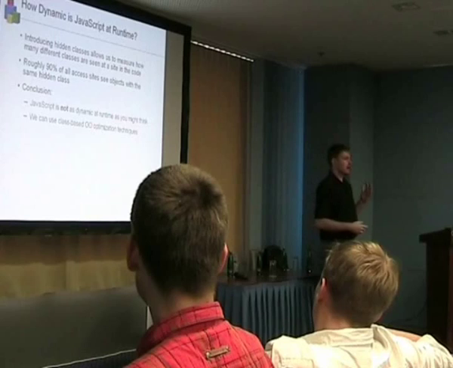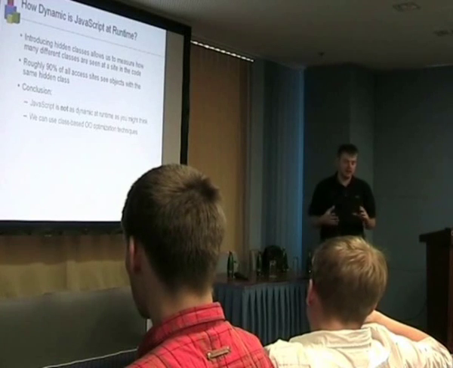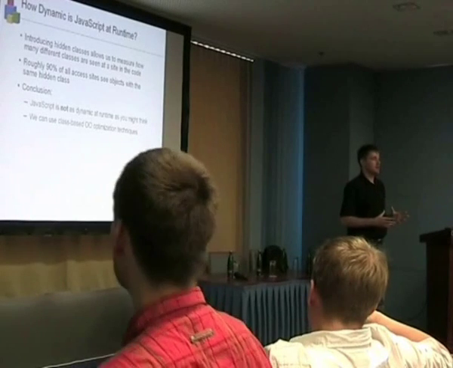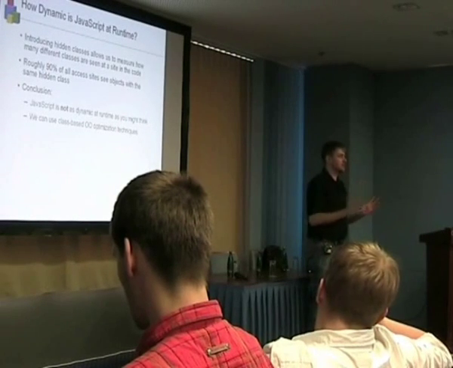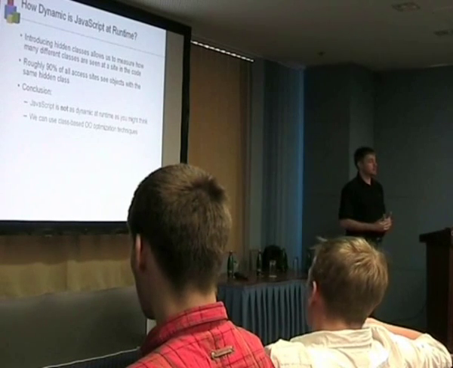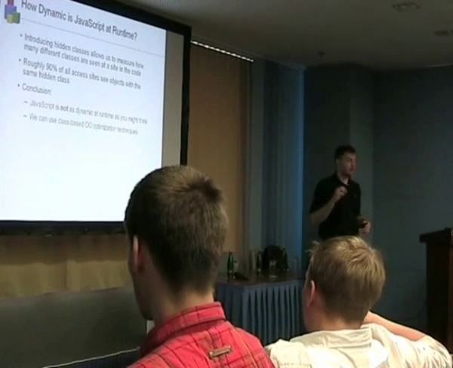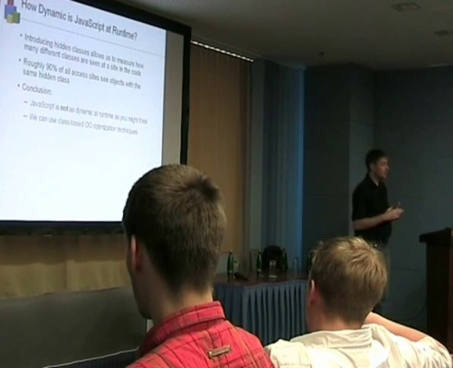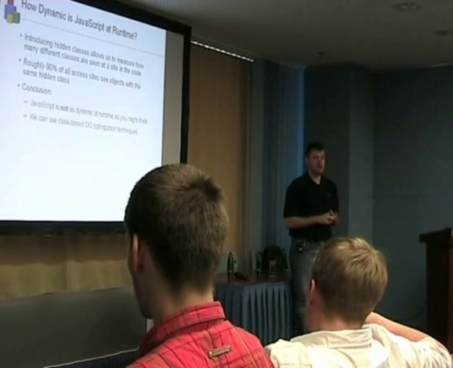And that makes sense, because if you write well-structured, object-oriented programs, you're probably going to write it in a way that certain parts of your code are going to be concerned with a specific kind of object. So it makes sense that a lot of your code will only see an object that has a certain form. And that's definitely what you do when you write well-structured, object-oriented programs that are easy to understand. So roughly 90% of all access sites only see objects with the same hidden class. And the conclusion of that is that JavaScript is really not that dynamic. And we can actually use some of the class-based object-oriented optimization techniques.